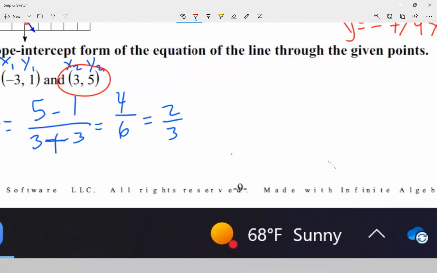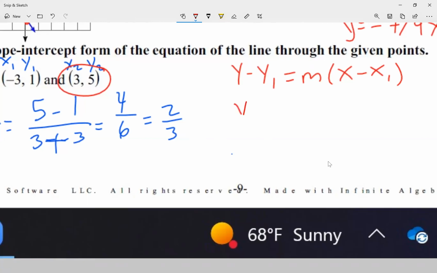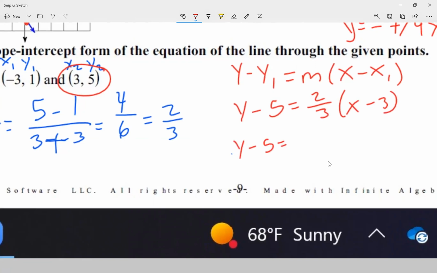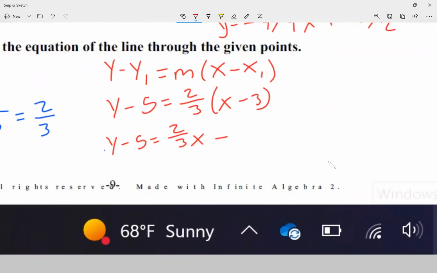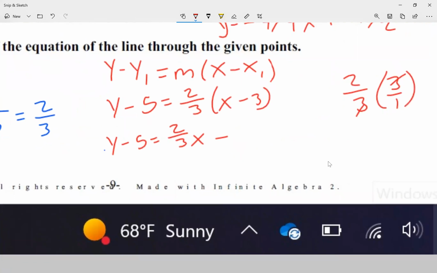And I'm going to use the formula we used in the previous example. I'm going to use the formula y minus y1 equals m inside parentheses x minus x1. So I have y minus 5 equals 2/3 times x minus 3. So I have y minus 5 is equal to 2/3 x minus, let me do this multiplication at the side, 2 over 3 times 3 over 1. Notice I make it a fraction. The 3's cancel out. So that's 2 over 1, better known as 2. Cool, I don't have to deal with fractions at the end.